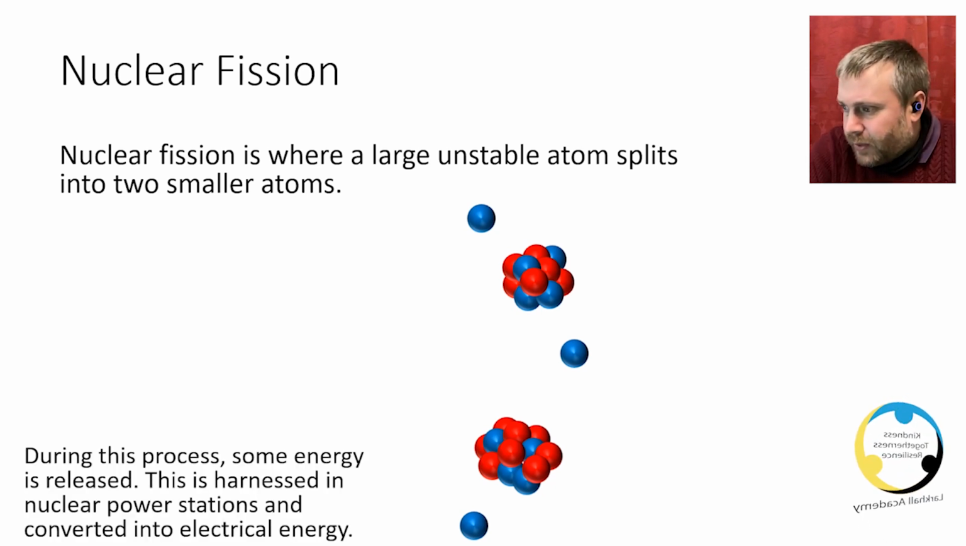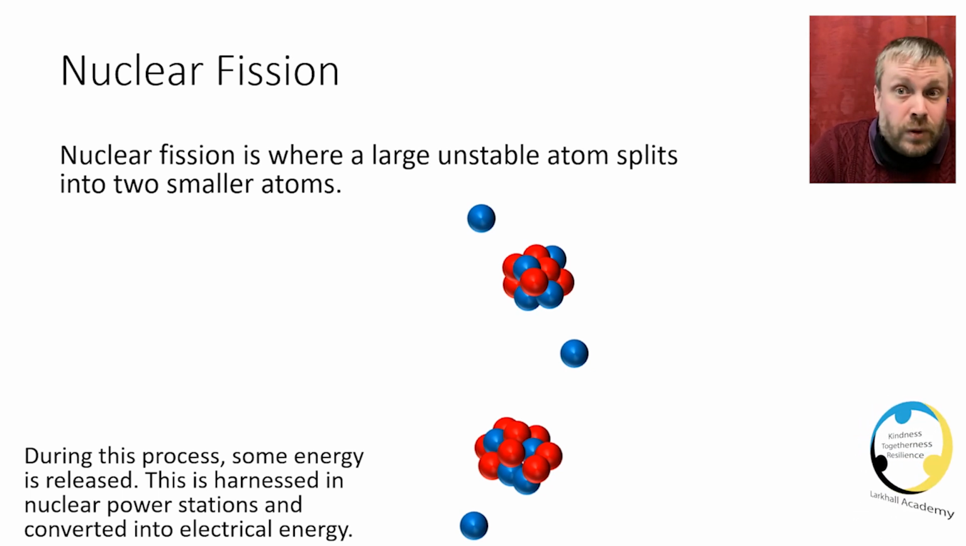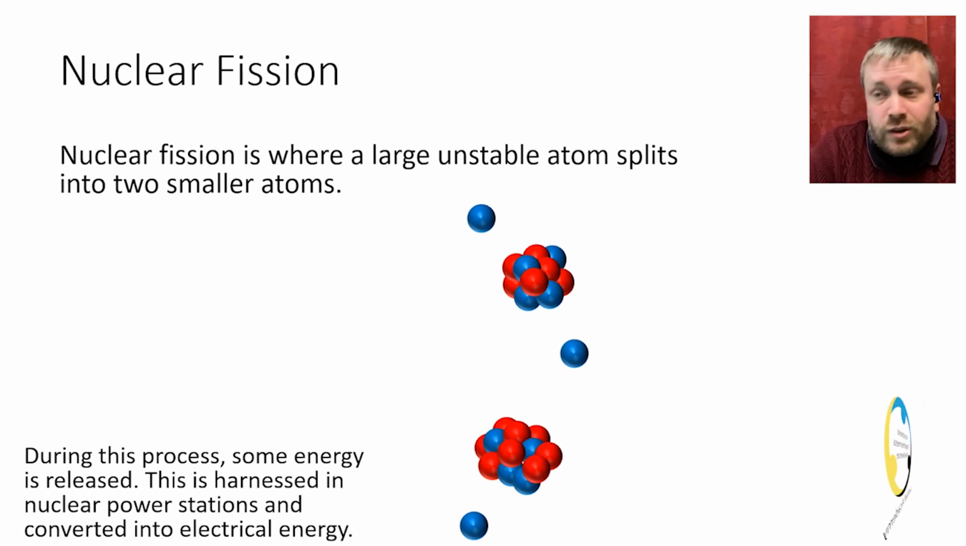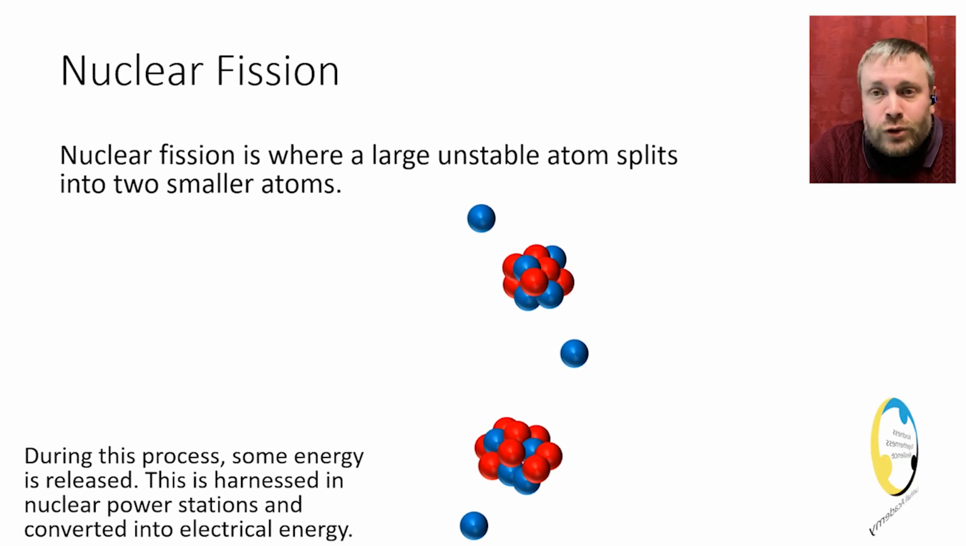So just a wee aside here, during this process some energy is released, and this is really, really important, because if there weren't any energy released, it wouldn't be useful in electricity generation. So during this nuclear fission process, we have some energy release, and this is harnessed in nuclear power stations and converted into electrical energy.